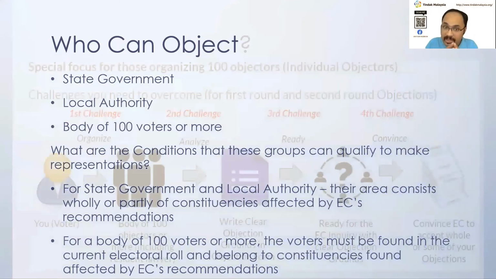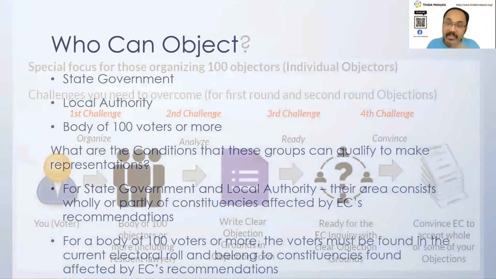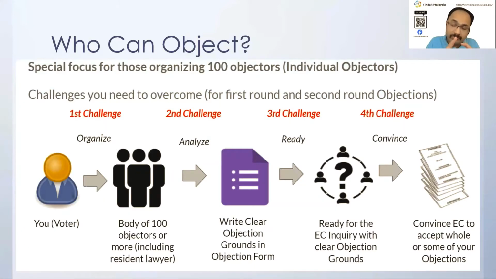So this is what you're going to face when the redelineation notice comes out. The focus is specifically for a body of 100 voters or more. It starts with you. First, you as a voter came to know that the boundaries of a constituency got altered. What should you do? You feel, maybe I don't agree, or I agree. This is where you need to quickly mobilize a body of 100 objectors who need to be voters of the constituencies affected by the recommendation.